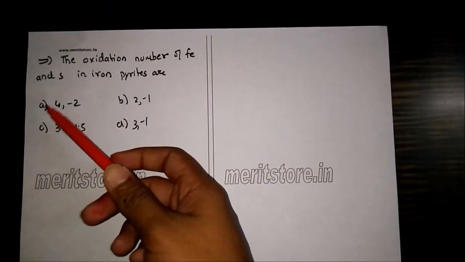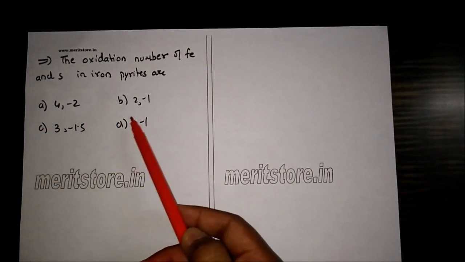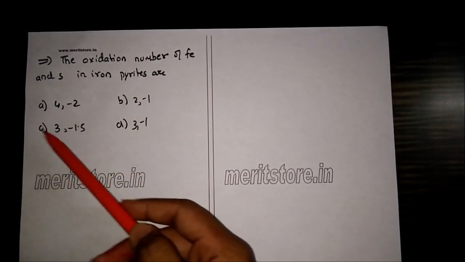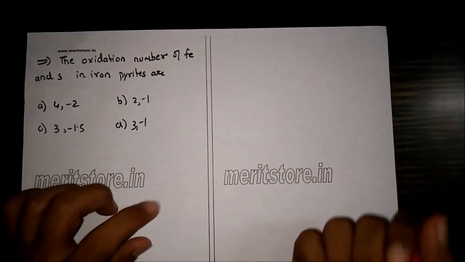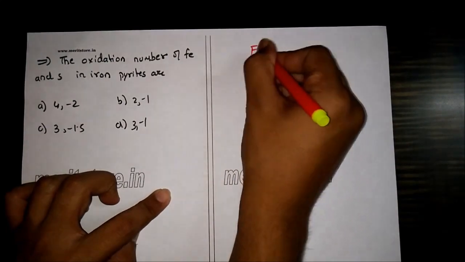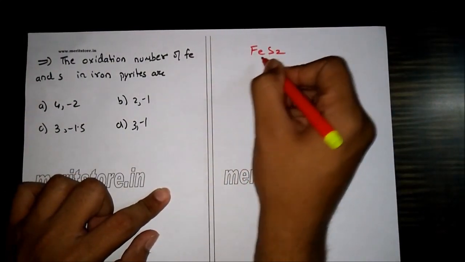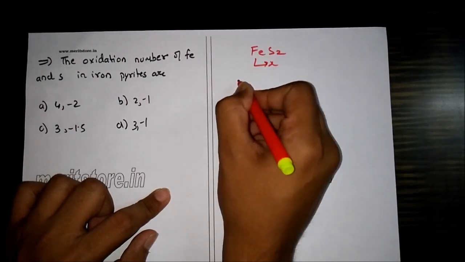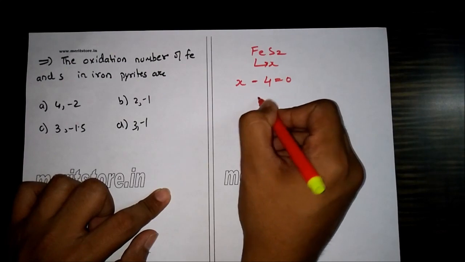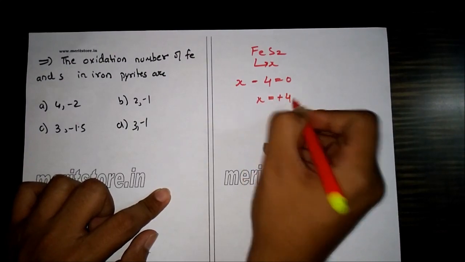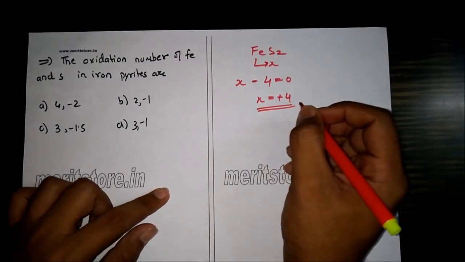Oxidation number of Fe and sulfur in iron pyrites are A 4 minus 2, B 2 minus 1, C 3 minus 1.5 and D 3 minus 1. Now the formula for iron pyrites is FeS2. First let's find out the oxidation number of Fe. Let that be X. Therefore X minus 4 is equal to 0. So X is equal to plus 4. Now therefore the oxidation number of iron is 4.